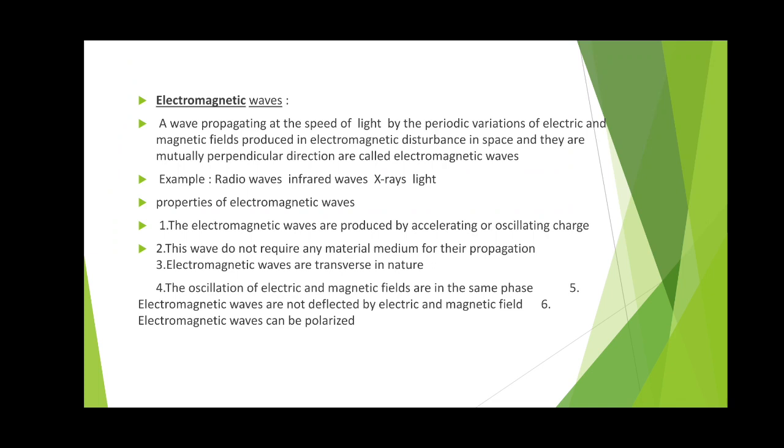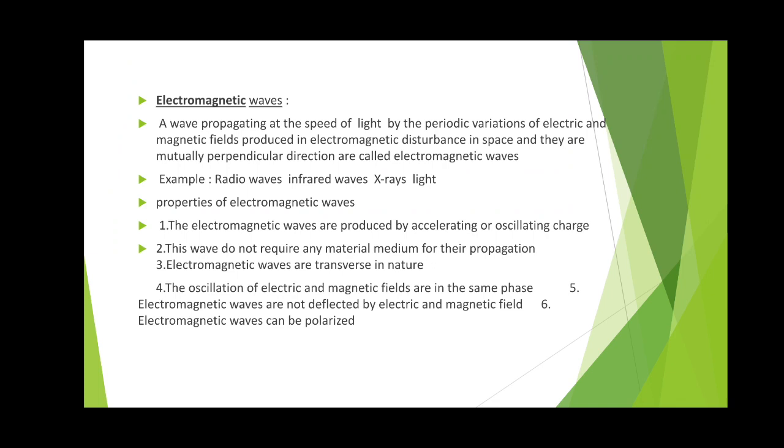Electromagnetic waves are produced due to the periodic variation or oscillating electric and magnetic field produced in an electromagnetic disturbance. So according to experimental investigation, which are the examples of electromagnetic waves? Radio waves are an example of electromagnetic waves which can propagate through the vacuum in space. Infrared waves: the wavelength of light which is more than red color are called infrared waves, which are invisible. X-rays are produced when fast moving electrons strike a metal target. They belong to the electromagnetic waves. Light is an example of electromagnetic waves.